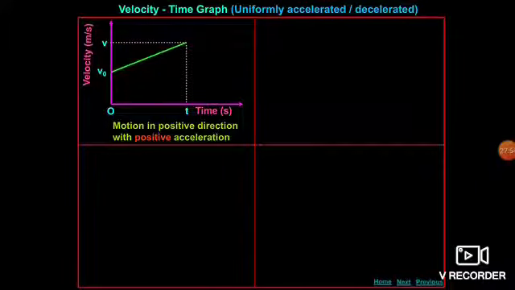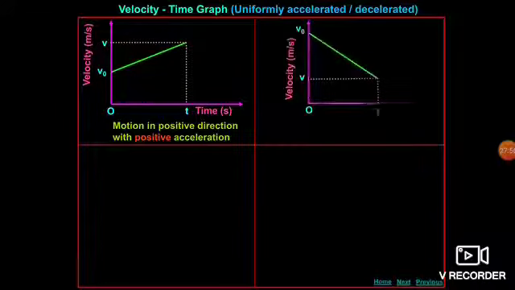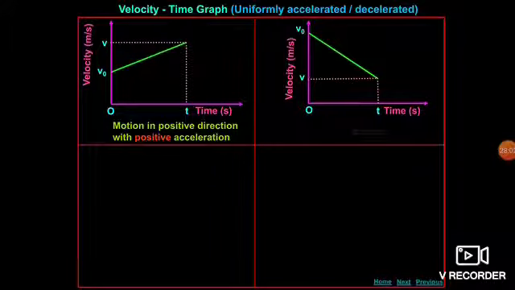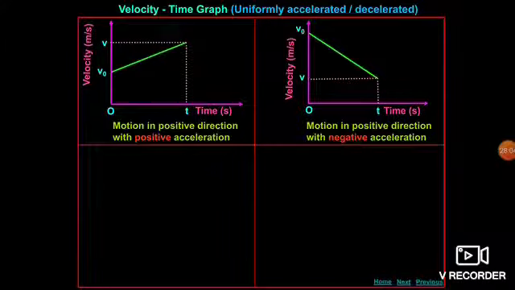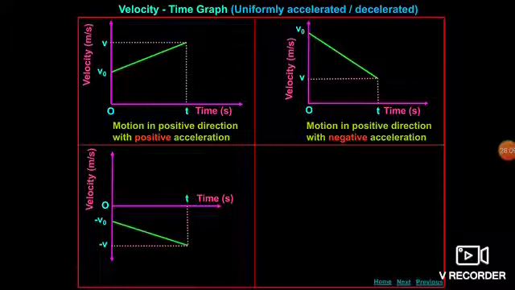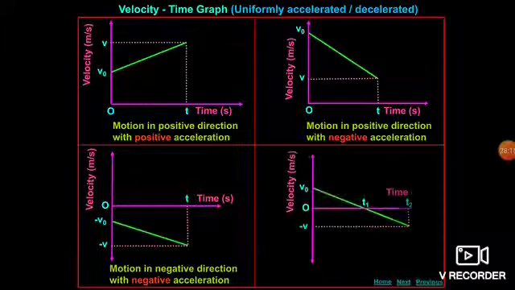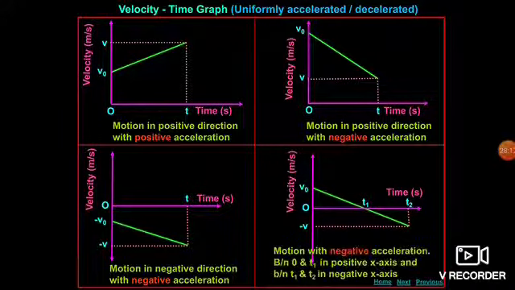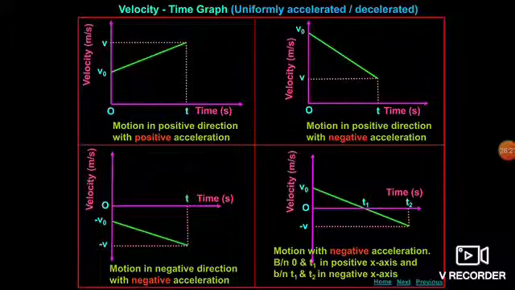Velocity-time graph, motion in positive direction with positive acceleration. Now there is another velocity-time graph, motion in positive direction with negative acceleration. In the third one, velocity-time graph again, motion in negative direction with negative acceleration. Now in the last graph we have shown motion with negative acceleration between 0 to t1 in the positive x-axis and between t1 and t2 in the negative x-axis.